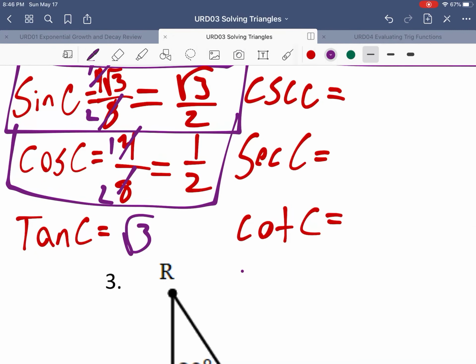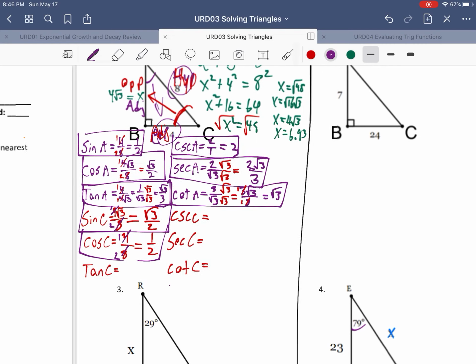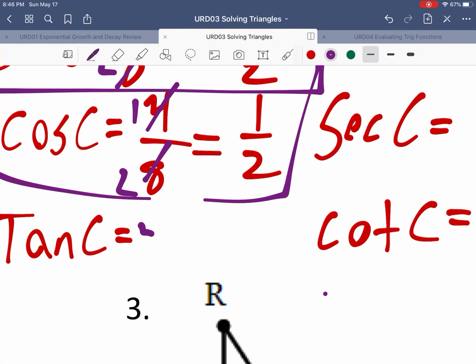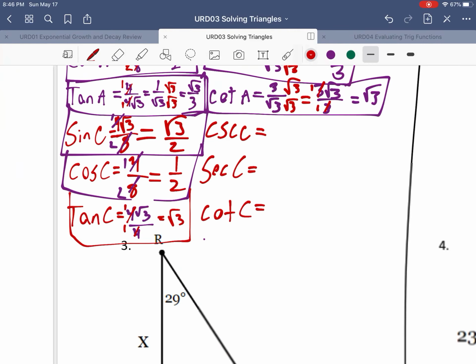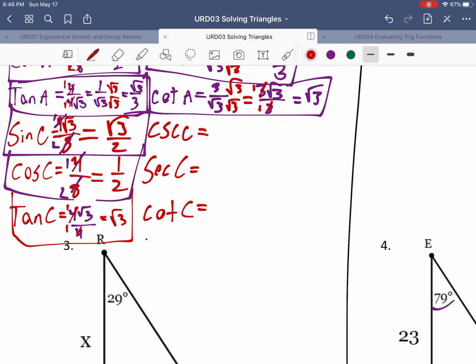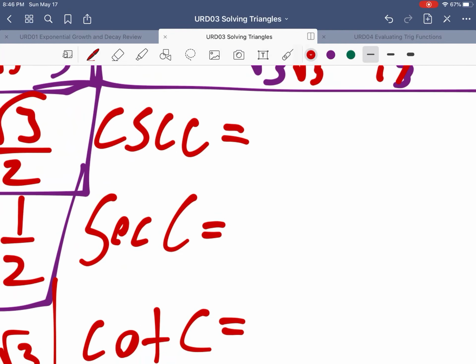And just to show you that algebraically, if we were to do the tangent of C, we would look at the opposite, which is 4 radical 3 over 4, and then the 4's each divide by 4, and we're left with radical 3. So we get it that way, but once again, it is just the cotangent of the other angle.